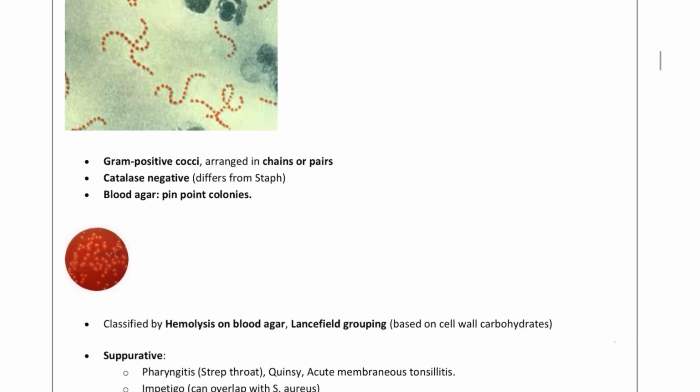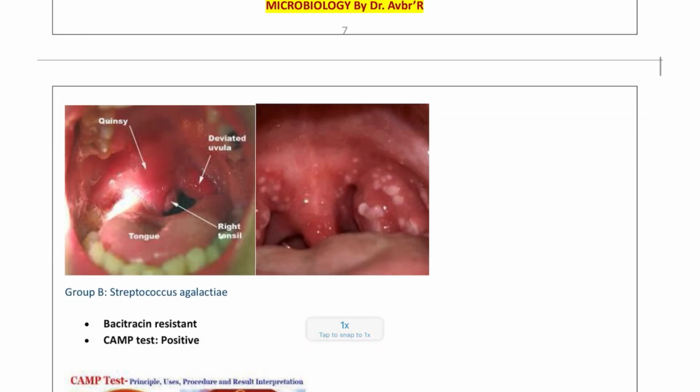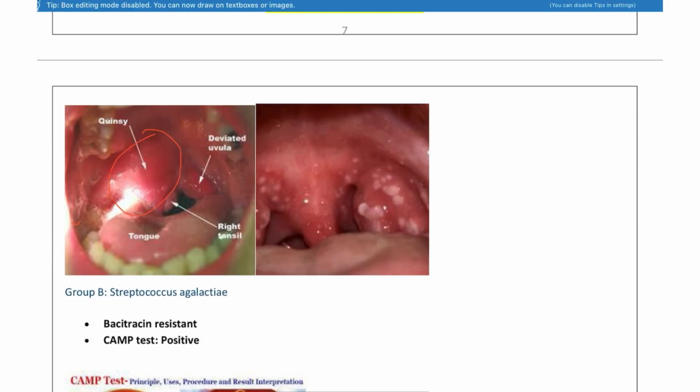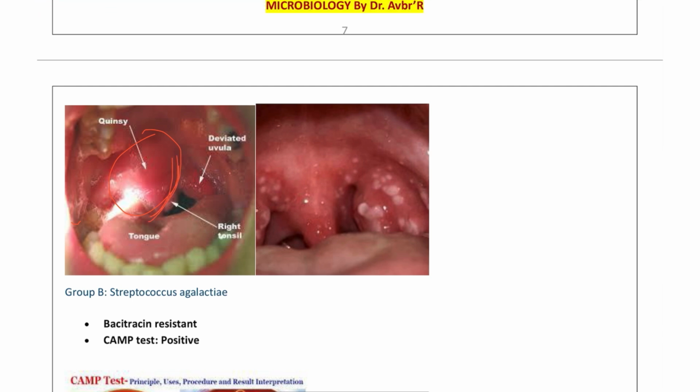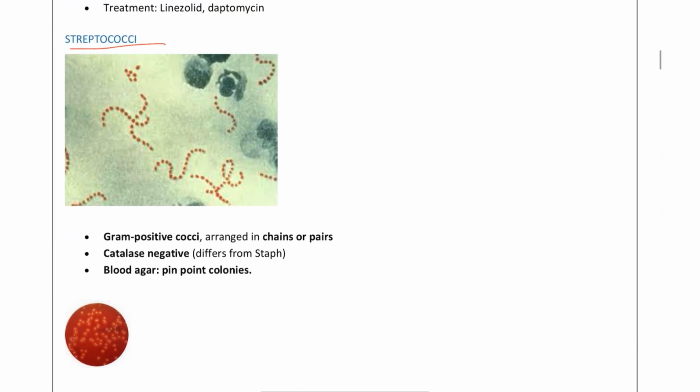Next is streptococci. In the streptococci, the most common infections are suppurative infections like pharyngitis, quinsy, acute membranous tonsillitis, and also cellulitis, erysipelas, necrotizing fasciitis, scarlet fever, streptococcal toxic shock syndrome, acute rheumatic fever, post-streptococcal glomerulonephritis. Here you can see how the quinsy swelling is pressing the uvula, and tonsillitis in the patient. Okay, these are the conditions associated with streptococcus. What are the important points? In blood agar, you are going to see pinpoint colonies and gram positive cocci arranged in chains and pairs.